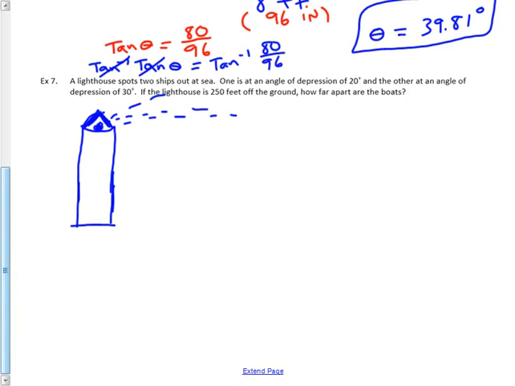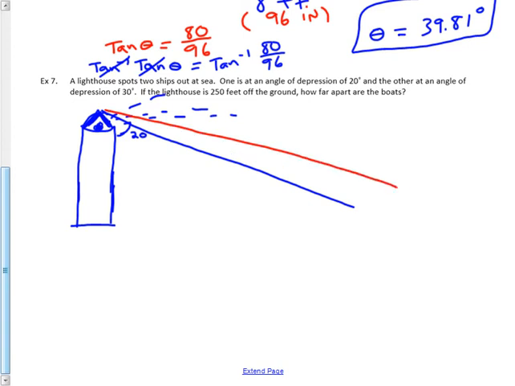It spots 2 ships. They're out at sea. One has an angle of depression of 20 degrees. So one ship that it sees out here, it has a 20-degree angle here. And the other has an angle of 30 degrees. So an angle of 30 degrees actually means that this boat is going to be a little bit farther out here. So this angle right here, that huge angle, the big angle, is 30 degrees.